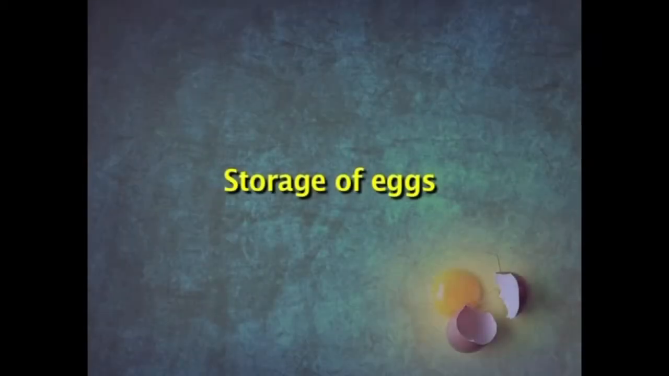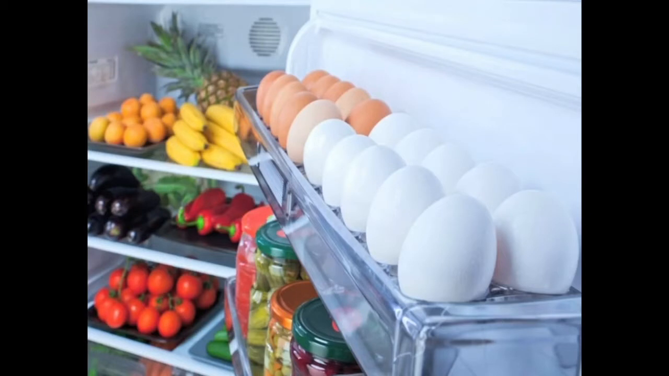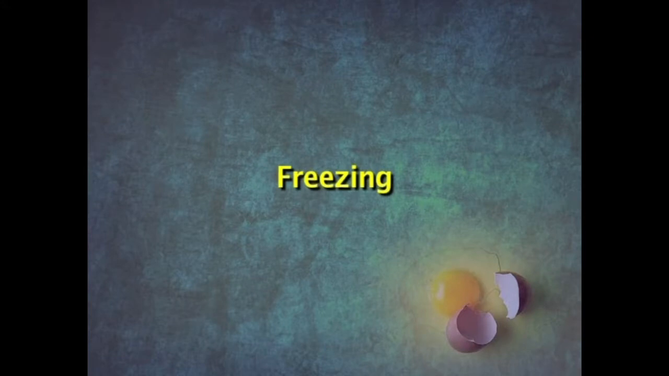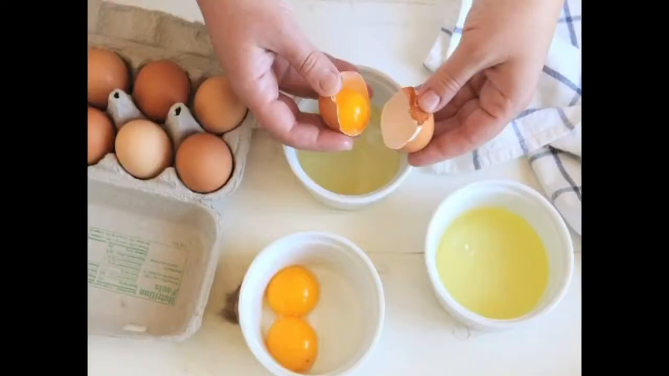Now coming to the storage of eggs. Normally for home storage, eggs can be stored in a refrigerator in closed containers. However, commercially, there are different ways in which eggs can be stored. The first is freezing. Before eggs can be frozen, the egg is first broken.